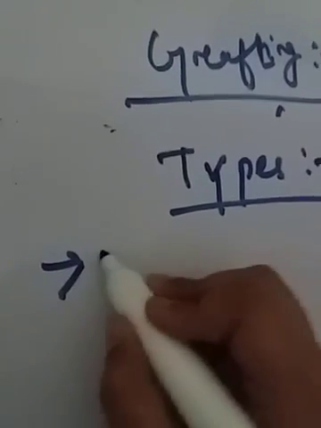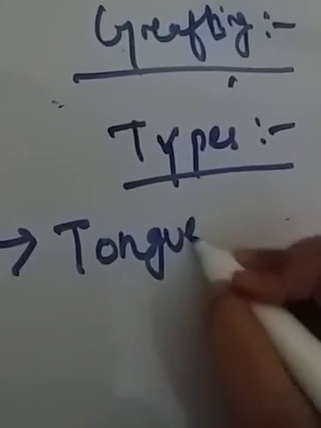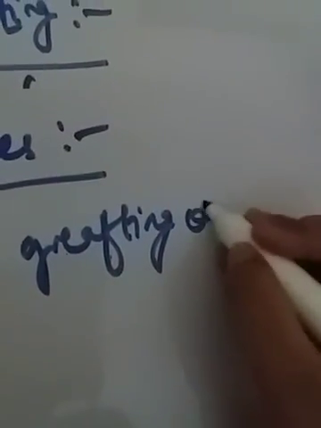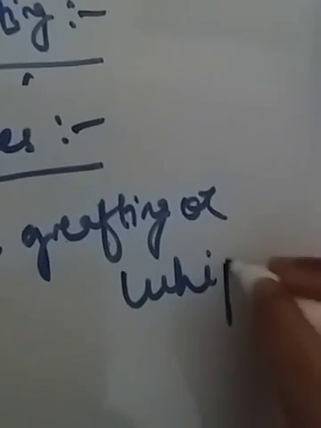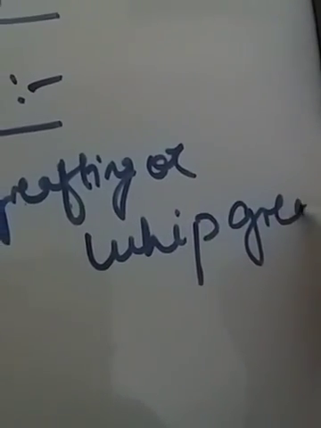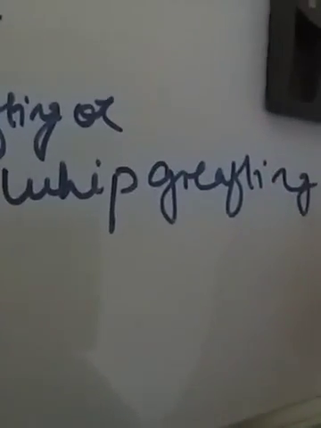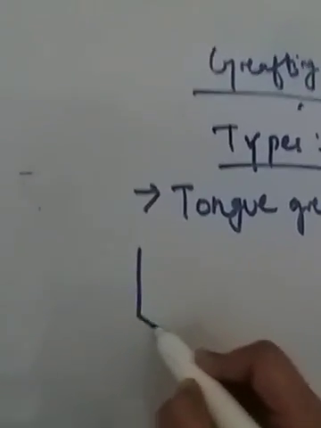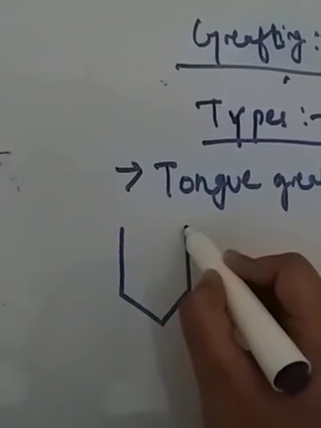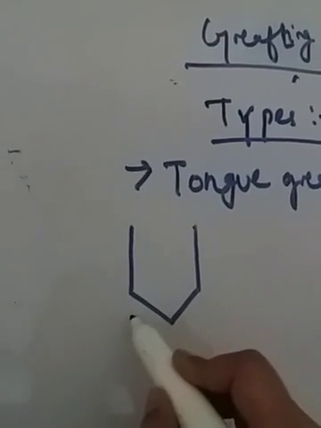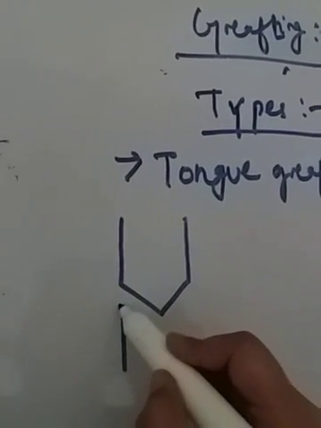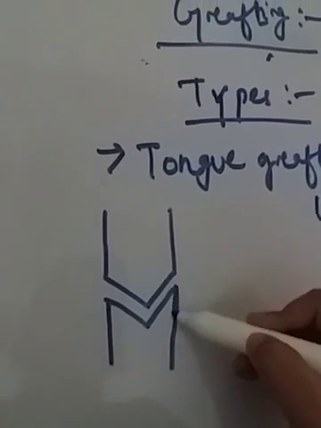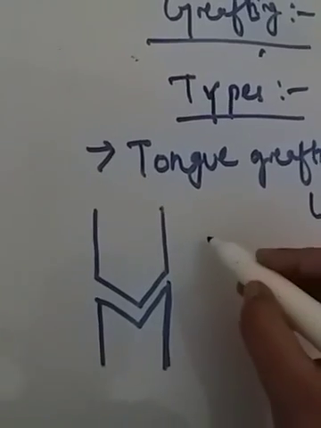First one is tongue grafting or whip grafting. Here the grafting looks somewhat like this. This is our scion and this is our stalk. So guys, this is the diagram of tongue grafting.